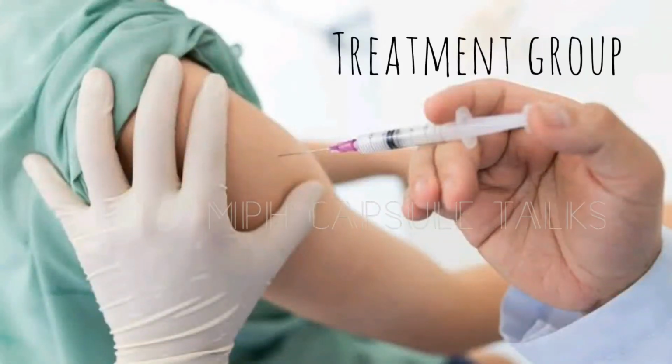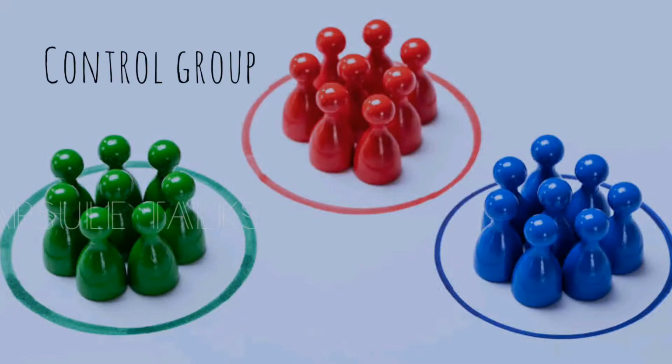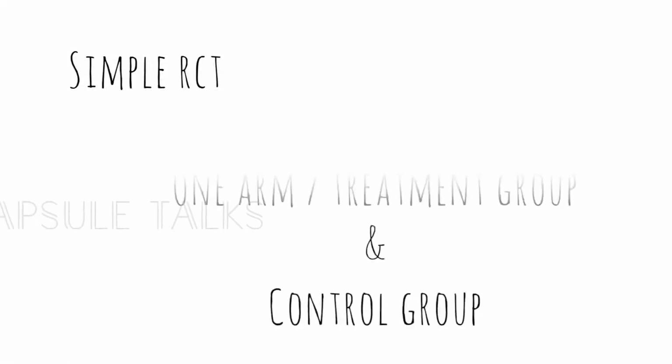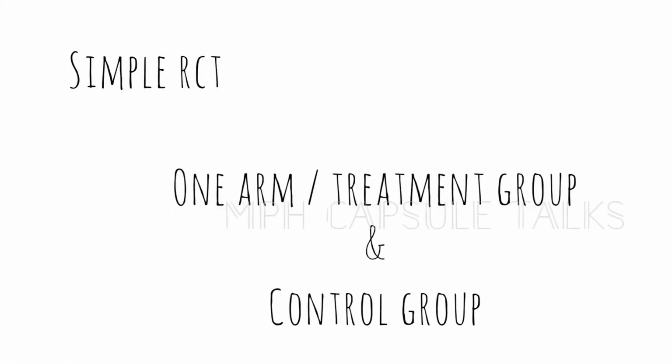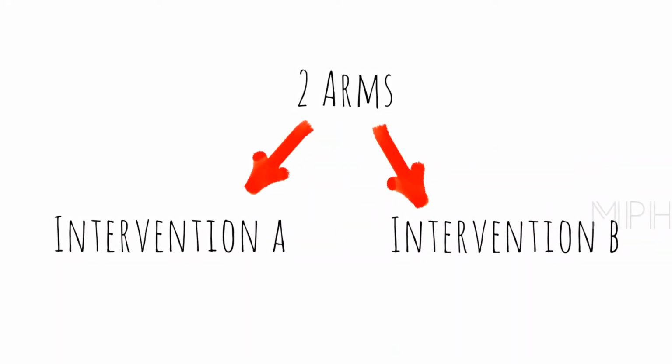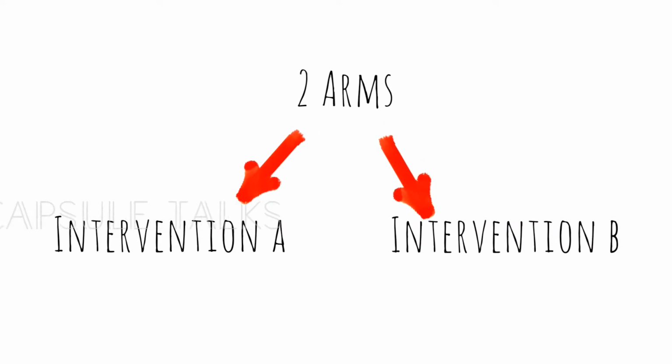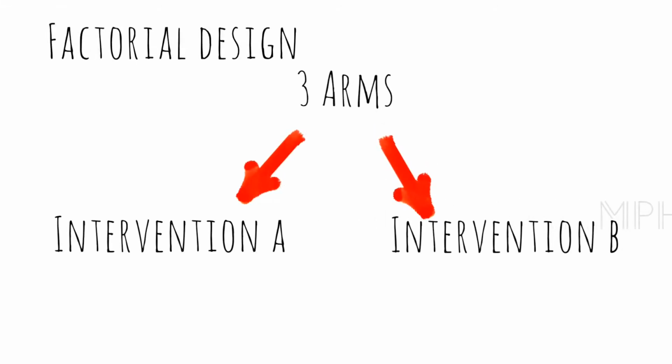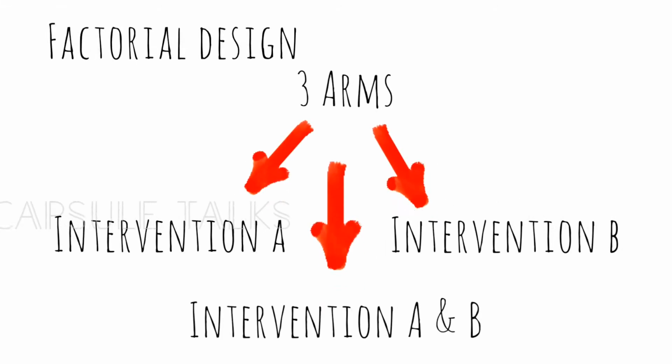The treatment group is the one who receives intervention or treatment, and the control group receives either no intervention or the usual intervention. The simplest RCT design has one treatment group or arm and a control group. Some variations can also be done to this conventional design, like multiple treatment arms. For example, one treatment group receives intervention A and a second treatment group receives intervention B. And another one is the factorial design, in which a third treatment arm receives both intervention A and B.